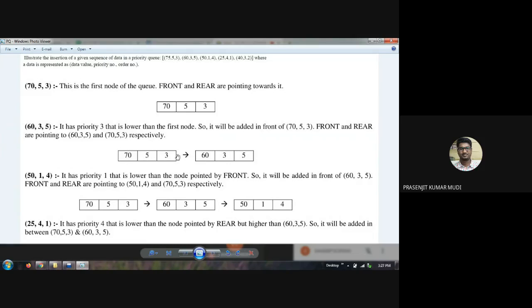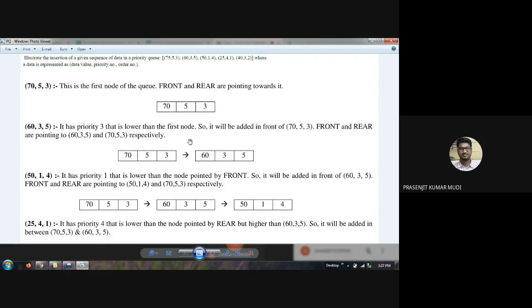You got it? It has priority 3 because it has been given higher preference, and the other has been given lower preference. Okay? So front is pointing towards this, rear is pointing towards that. So it becomes the first node, and this becomes the last element.